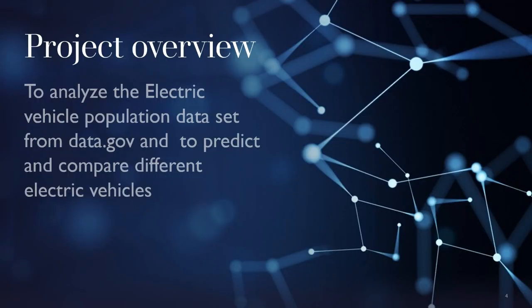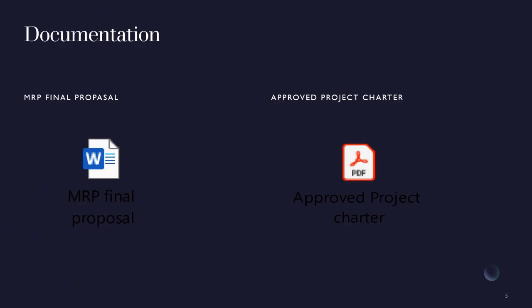First of all, I will give you the project overview. The main aim is to analyze the electric vehicle population dataset which we have taken from data.gov, and to predict and compare different kinds of vehicles. We are demonstrating our project in two parts. First, there is a Word file of the MRP final proposal, and there is another presentation in the form of an approved project charter. It is a PDF.